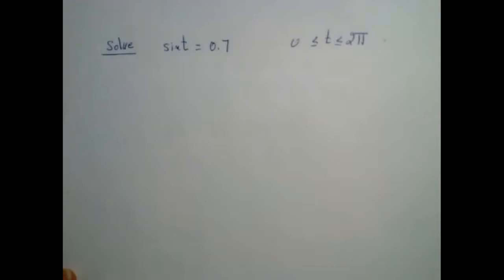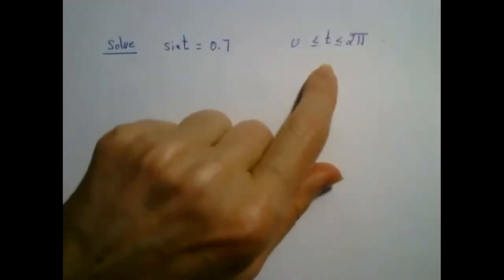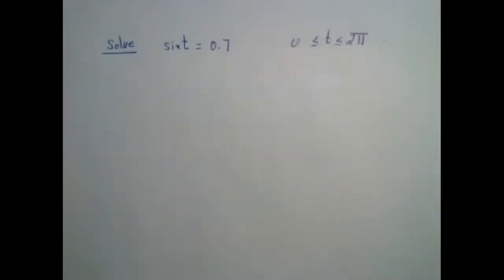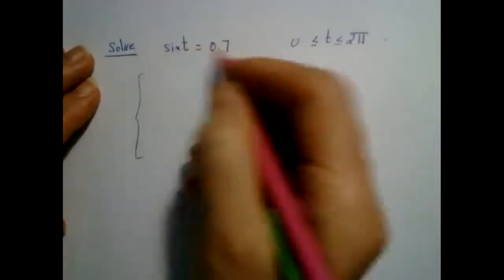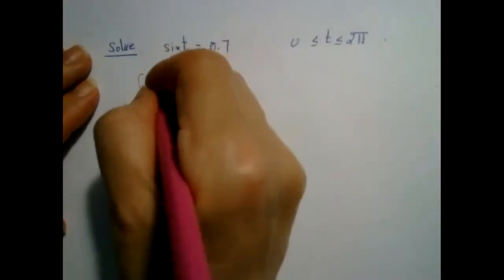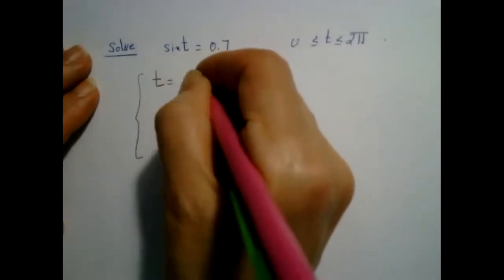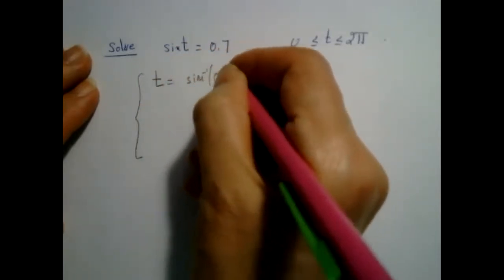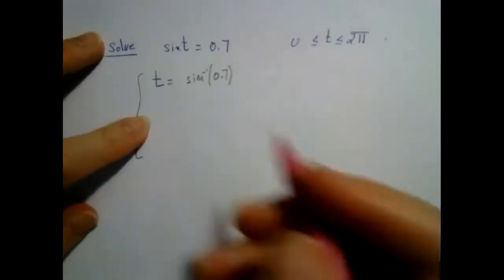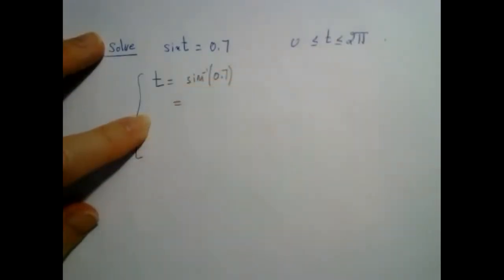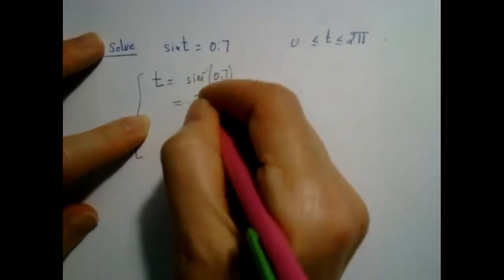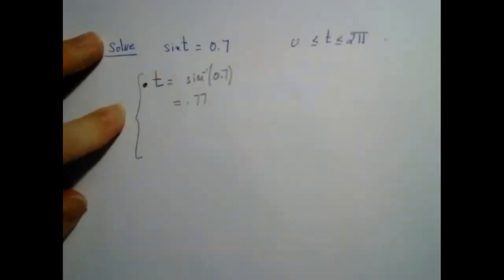Please, those without a camera, put your camera on. Okay, so I'm getting answers. You're giving them to me. Okay, so sine t equals 0.7. One value is the sine inverse. That's how powerful this function is. Now if I am in radians, this is going to give me 0.77. That's what you guys are getting. You guys are correct. But that's only one of them.